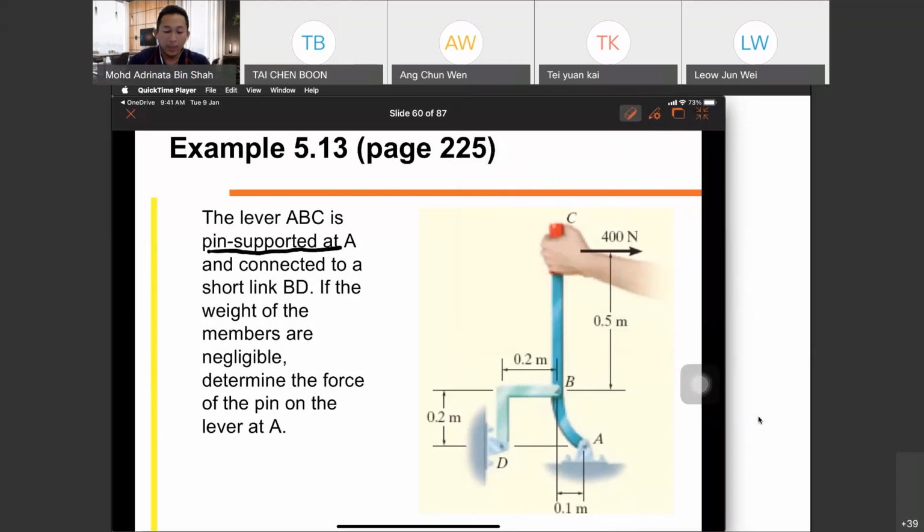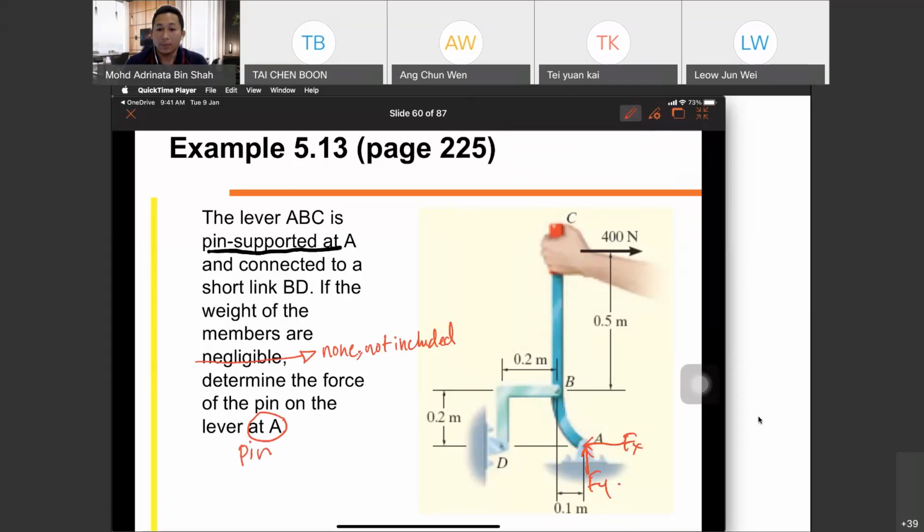If the weight of the members are negligible, what does this mean? Negligible means not included in the system. Determine the force of the pin on the lever at A. So at A, it is a pin, so you must have X and Y.